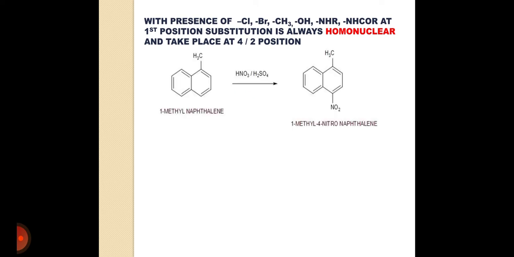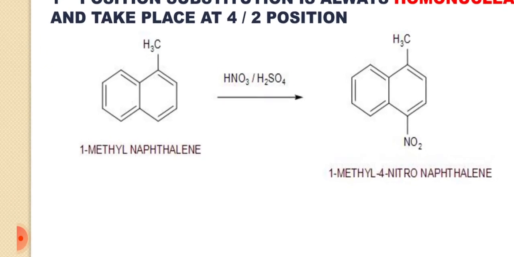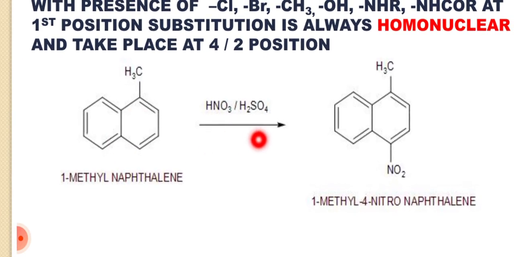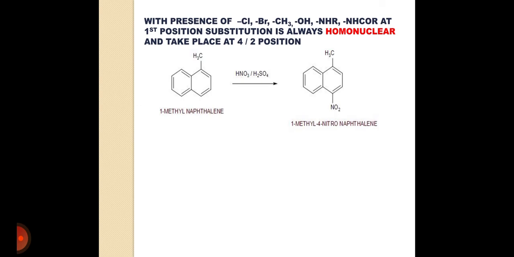Let's see the example. For example, when 1-methyl naphthalene is treated with nitric acid and sulfuric acid, it undergoes nitration, that is attachment of nitro group, and the incoming electrophile, the nitronium ion, gets attached at position number 4. So here we can see that the incoming electrophile gets attached on the same ring. That's why it is called as the homonuclear electrophilic substitution reaction.